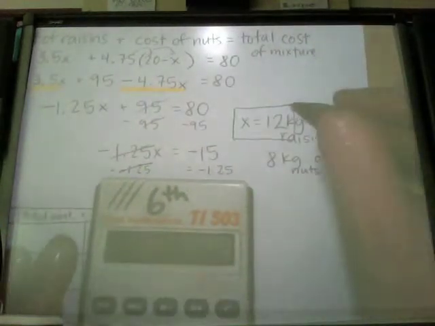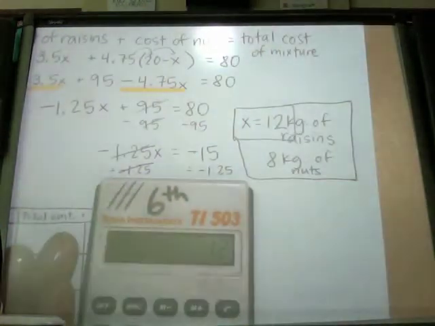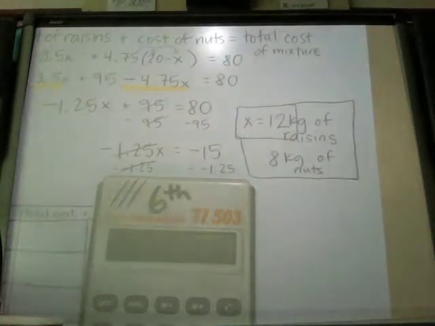So your final answer, I boxed the 12. That was a little early. Shouldn't have boxed it yet. X equals 12, we take that and we make sure we answer the question. Okay, 12 was my amount of raisins, 12 kilograms, 20 minus 12 to get the amount of nuts.